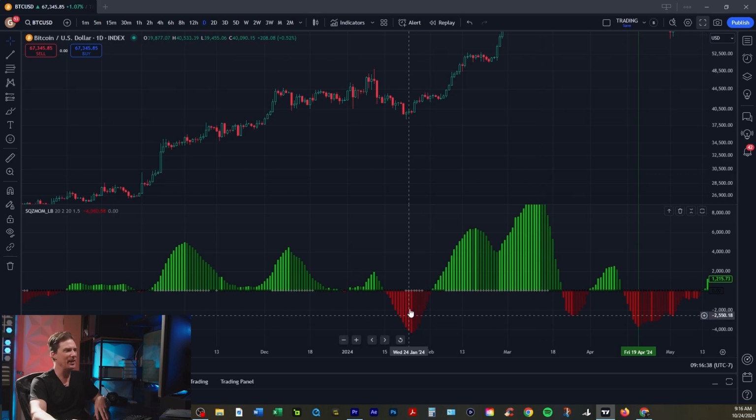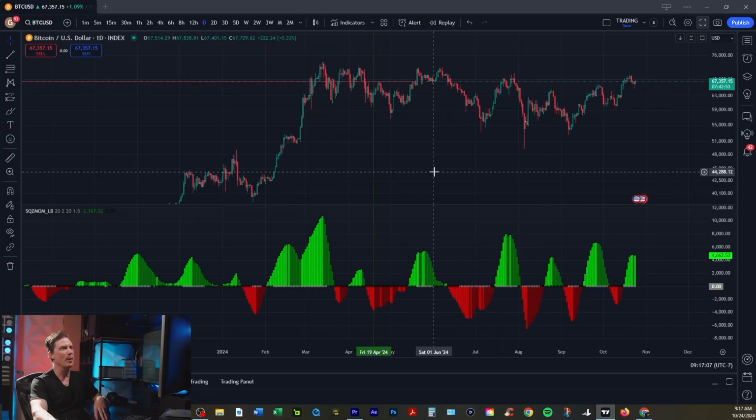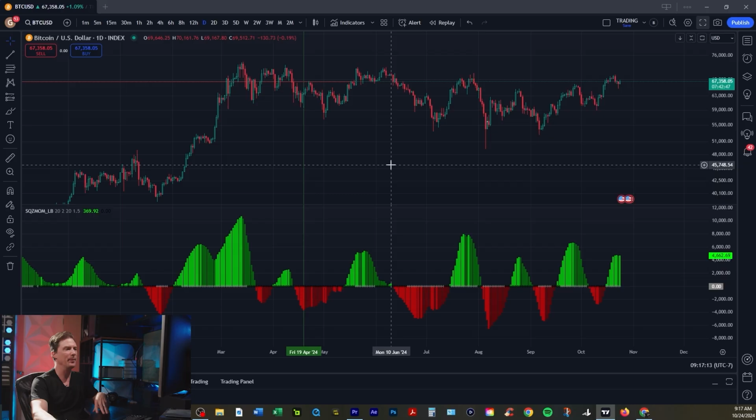You just pretty much see that when you've got the red histogram intersecting at the 0 line, usually there is some significant price action. The larger the histogram gets, the more the momentum increases, and sometimes there are little fake outs here, right? So the squeeze momentum indicator is just another indicator you can add to your arsenal to help give you another opinion on what you think might happen in the market.